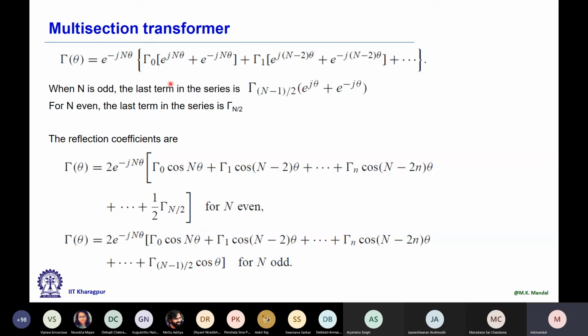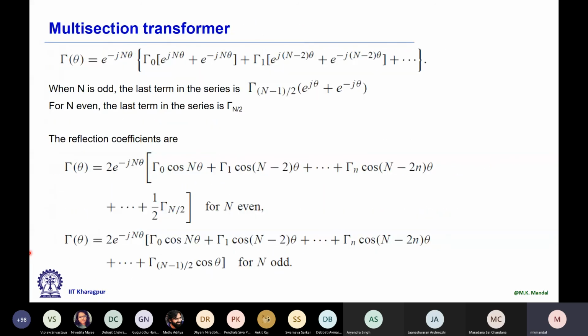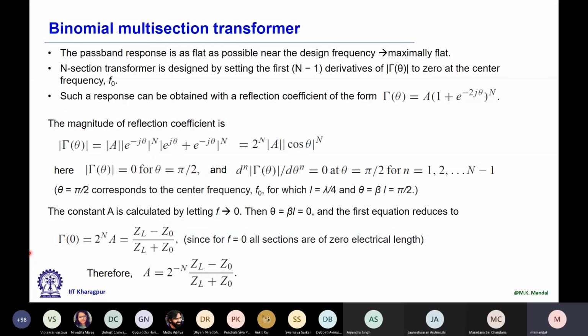So we are using e to the power j theta plus e to the power minus j theta, divided by 2, equal to cos theta. We are using that relationship here. Then it becomes gamma naught cos n theta, and we have a factor of 2 which is multiplied here. Well, now we are going to utilize this concept for the next part. Now I am coming to the actual multi-section transformer.